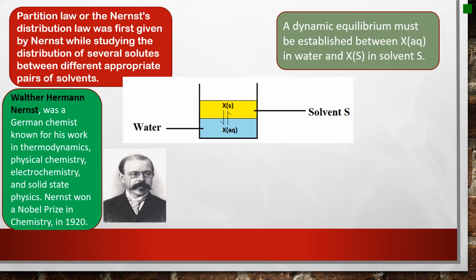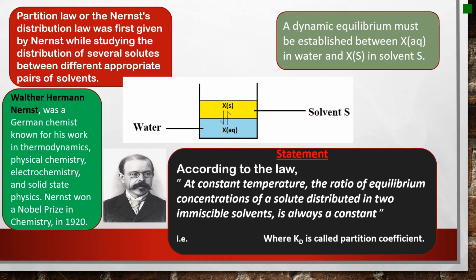From this observation, the following law was elaborated. It was found out that at constant temperature, the ratio of equilibrium concentrations of a solute distributed in two immiscible solvents was always a constant, which means that if the temperature is maintained constant, the concentrations of the solute in both solvents give a constant value.